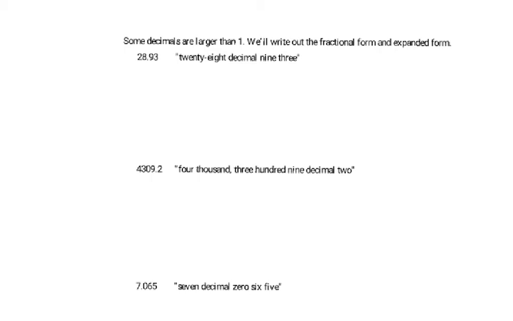Some decimals are larger than 1, and we'll write out those in fraction form and expanded form. You won't in the future be doing this, but it's really helpful to understand the meaning of each number and where it is for doing the operations with decimals a little bit later. So this is a good short exercise to do with that. So if we write 28.93 as a fraction, it's 28 and 93 100ths.